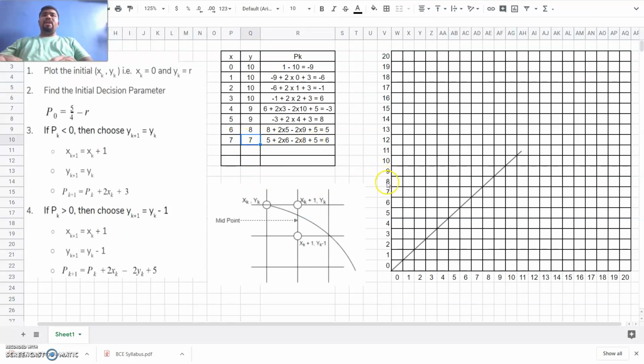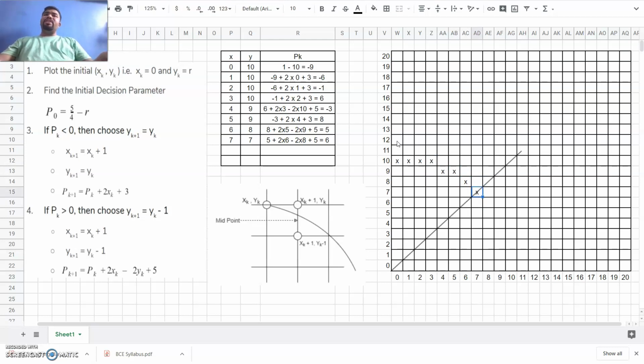So now let's try plotting these points. We can start with 0 comma 10, which is here, right? So 0 comma 10, then we have 1 comma 10, then 2 comma 10, then 3 comma 10, right? Then we have 4 comma 9, then 5 comma 9, then 6 comma 8, then 7 comma 7, right? So you can clearly see the first quadrant is done.